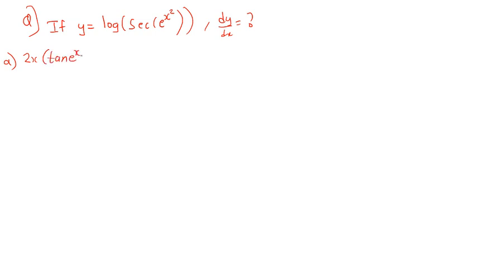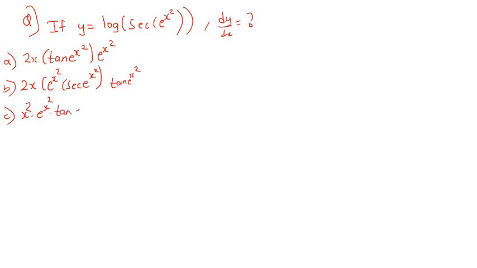Tan of e to the power of x to the power of 2, e to the power of x to the power of 2. Option B, 2x e to the power of x to the power of 2 secant of e to the power of x to the power of 2 into tan of e to the power of x to the power of 2. This is option C, and option D is e to the power of x square tan of e to the power of x square.